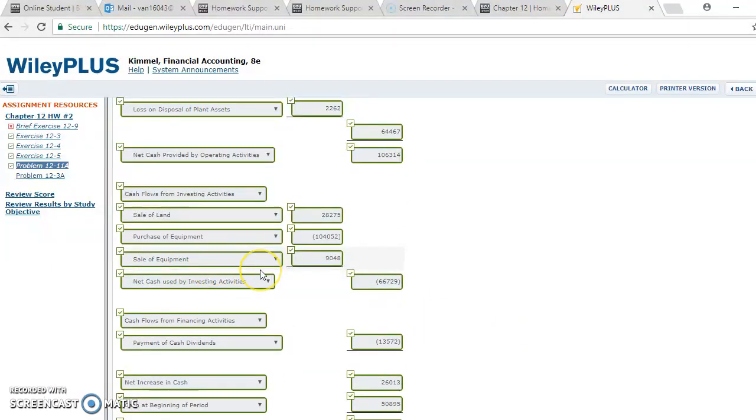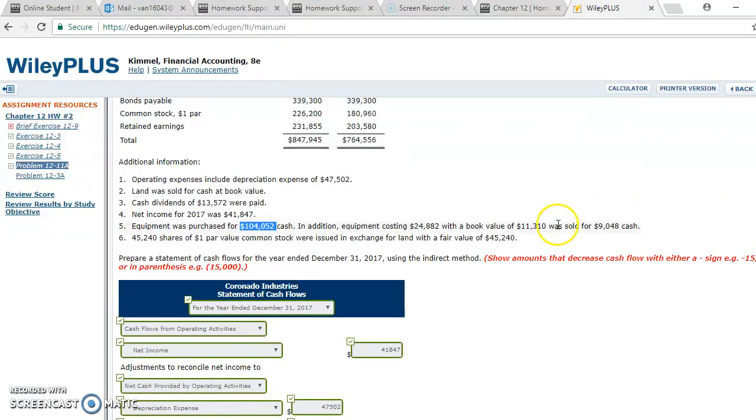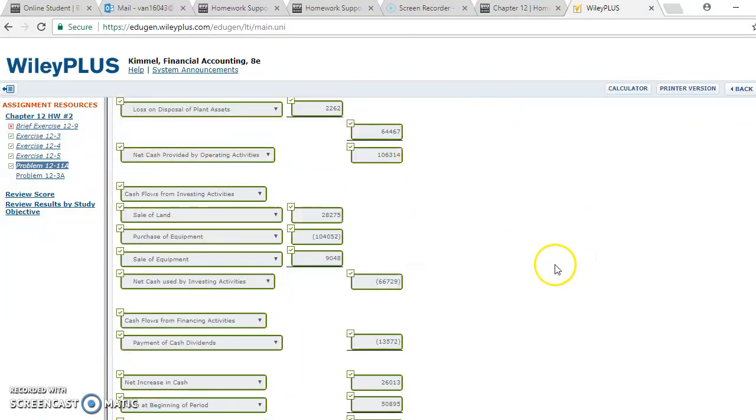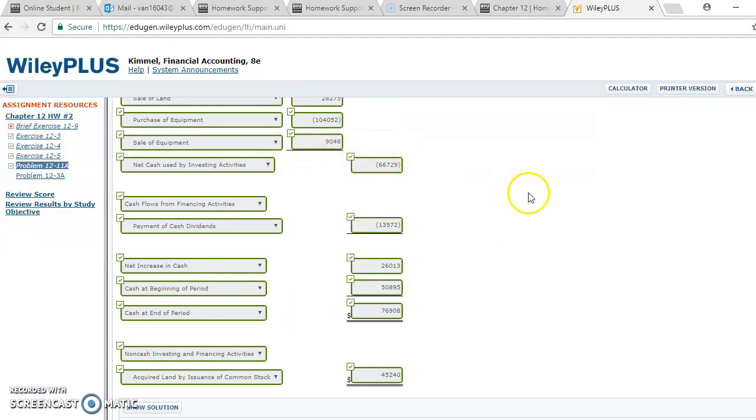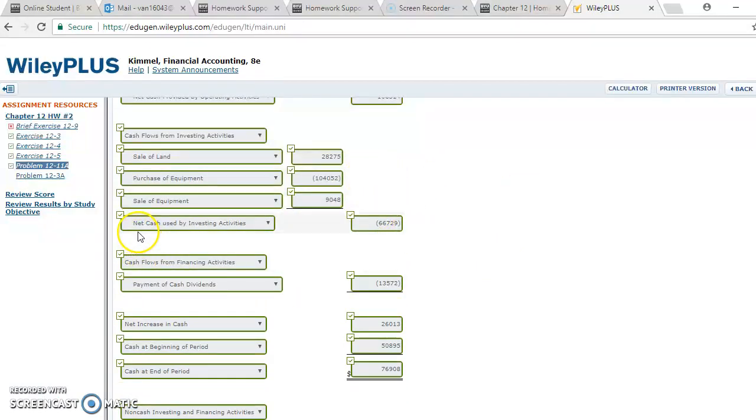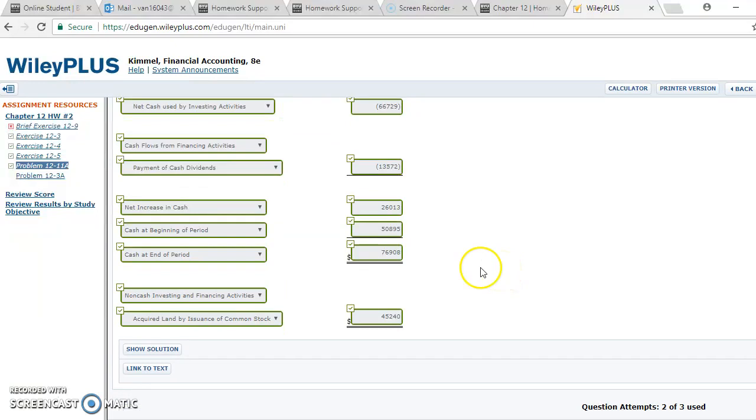The next is sale of equipment. On the sale of equipment, we just use that value up here. So that is the $9,048 that we received for the sale of that equipment that we took a loss on. So you're going to put your $9,048 in here. Then we are going to get your net cash used by investing activities by getting the sum of these three values. Now it's net cash used instead of net cash provided because it is a negative value. We used this much cash, so we're not bringing in extra.